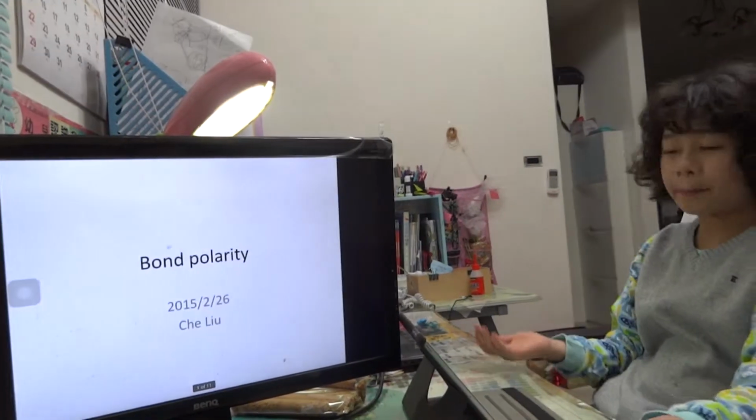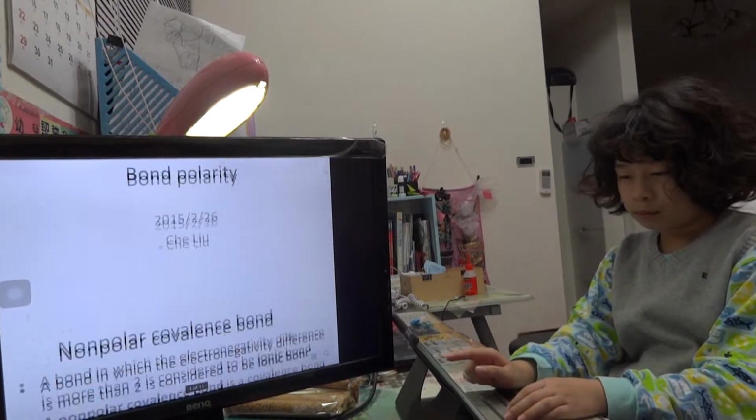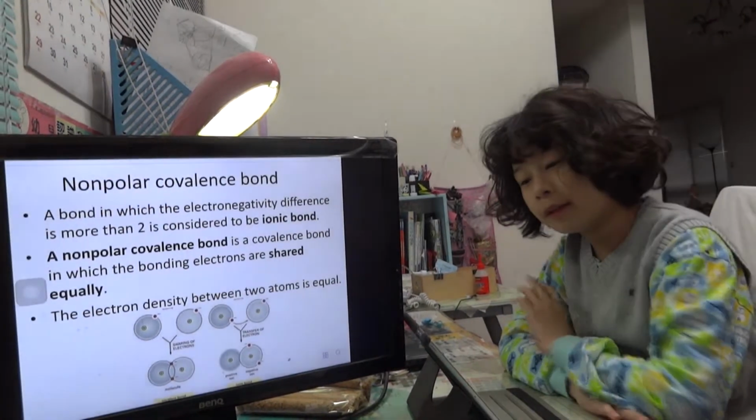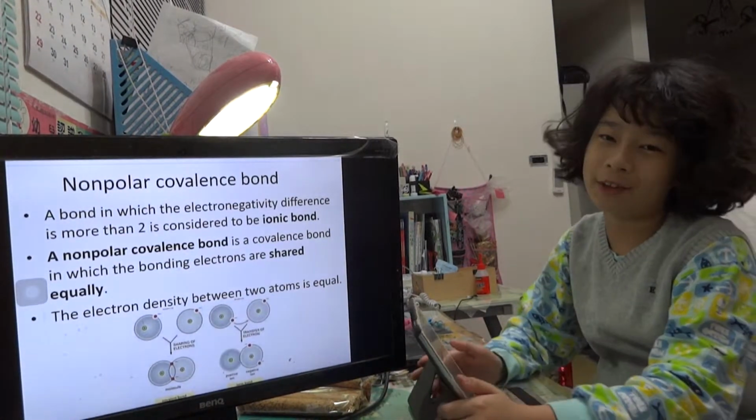Hi, everyone. Today I'm going to talk about bond polarity. What is a nonpolar covalent bond? So first, what is a nonpolar covalent bond?